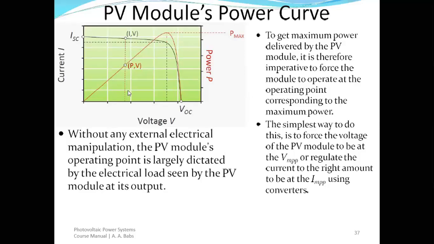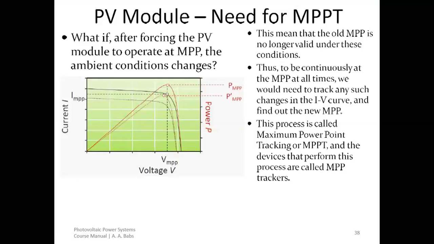So here's a question you probably want to pay attention to. What if, after forcing the PV module to operate at MPP, which means maximum power point, the ambient conditions change? Let's say the solar radiation drops, and then the power output drops, and then instead of having a reduced power output, we force VMPP and IMPP to vary so that we can keep the power high. So if we force them to keep the power output high because the solar radiation or temperature changed, now that we have our high power, what happens if the solar radiation changes back to normal again?